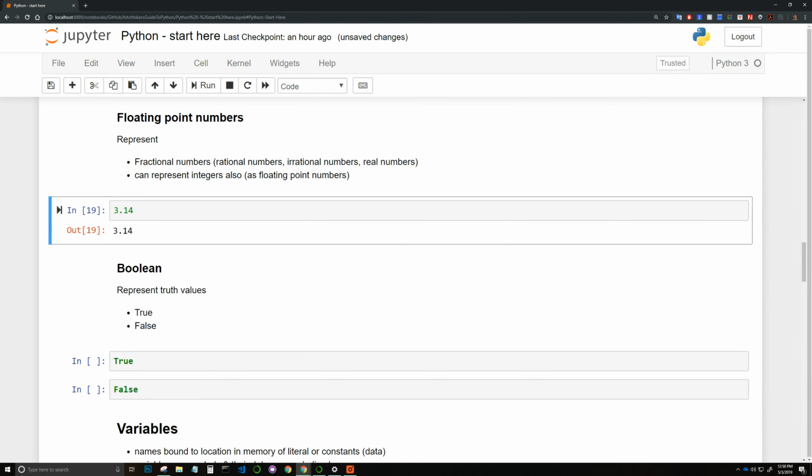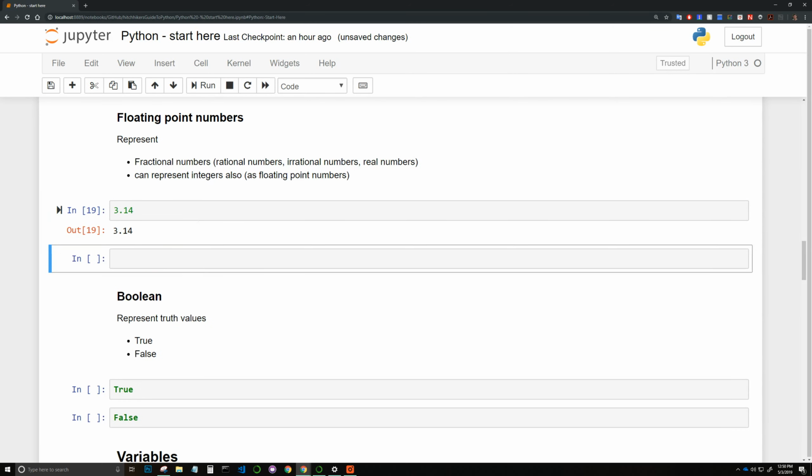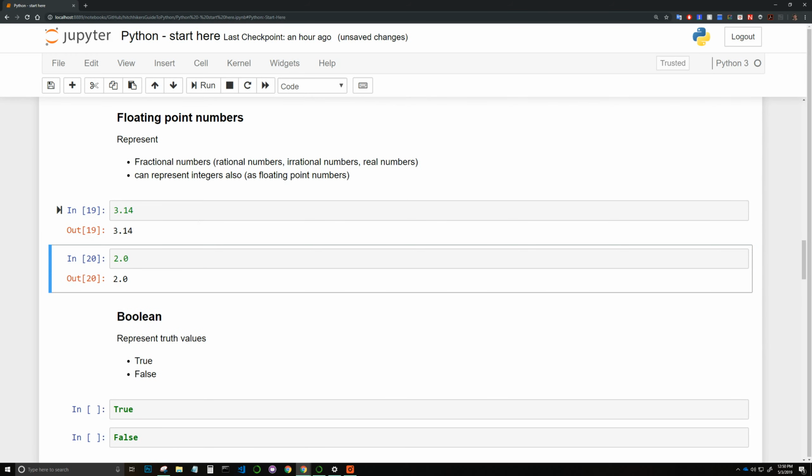And you can also represent an integer in floating point number form, so the number 2.0. But because it has the decimal place, it is a floating point number.